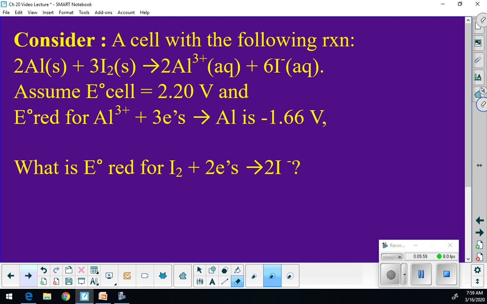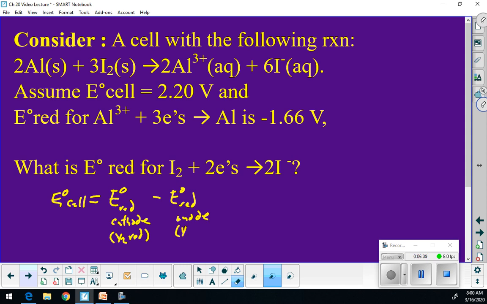What am I going to do here? I look at this thing and I say, it's not exactly what I did before. What might I do? Well, they give me the standard cell potential, and what do I know? I know that my E cell is going to be equal to the standard reduction potential for whatever's happening at the cathode, which would be also whatever is my half reduction cell, right? Minus E reduction at the anode, right?